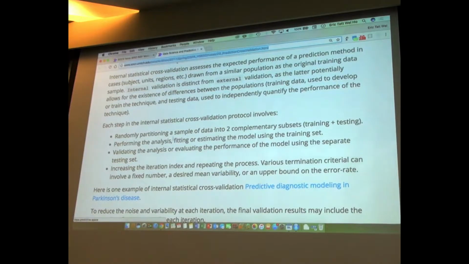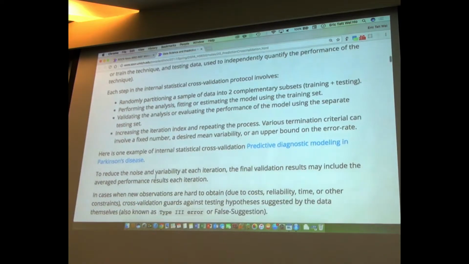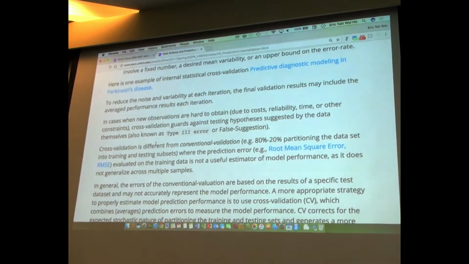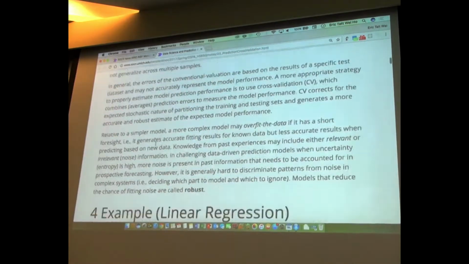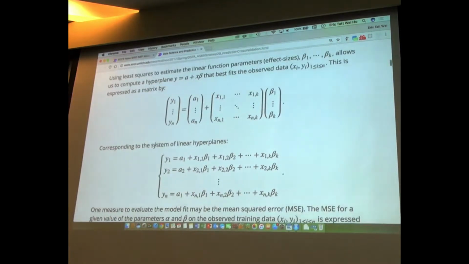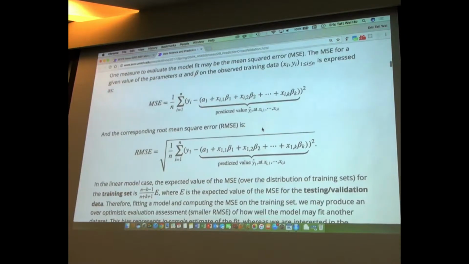We already looked at several examples of cross-validation. Again, the basic 4 steps are as indicated here: partition the data, perform the analysis, validate, and repeat. That's what it is. Here's the example with the linear regression, and again, this is a slightly different point of view. The outcomes, constants, design matrix, effect sizes. You're of course interested in the effect sizes.